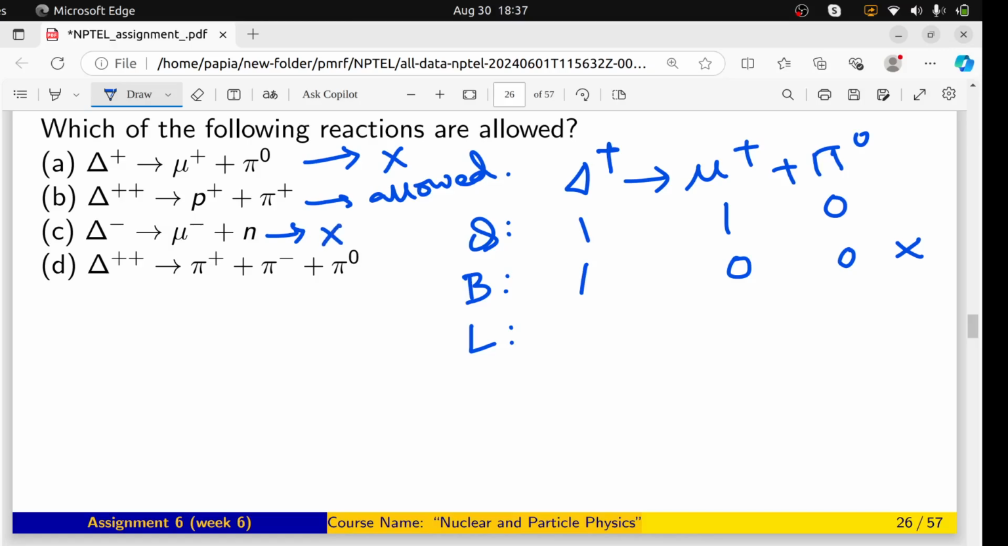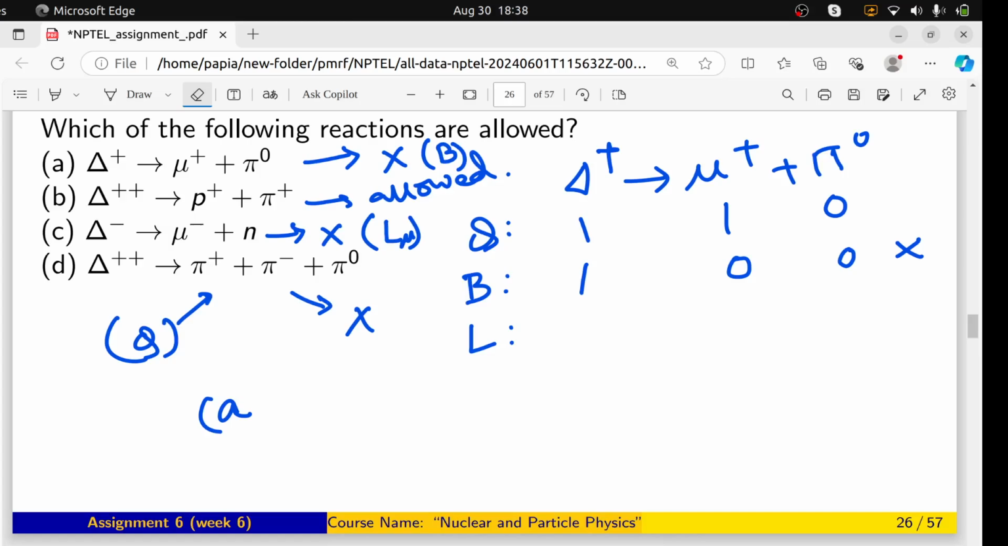Now again delta plus, pi plus, pi minus, pi 0, that is also not going to happen because of Q. Maybe I can write here what is the reason behind that. The lepton number is problematic. Actually L mu is problematic. Here baryon number is problematic. And this is allowed. So, which of the following reactions are allowed? That means A is not allowed. Only B is allowed here.